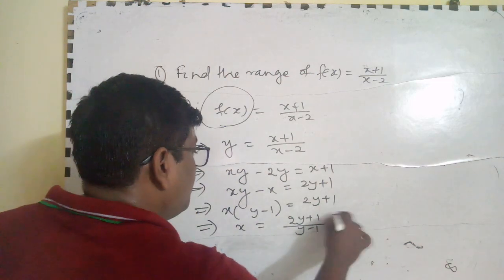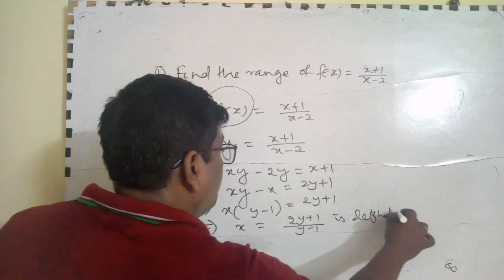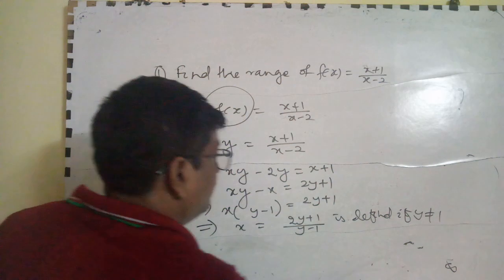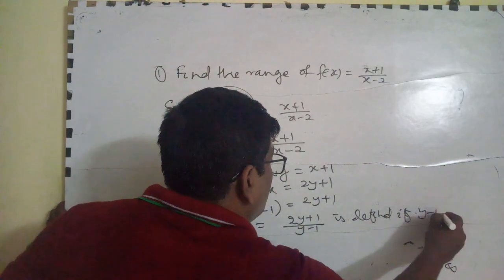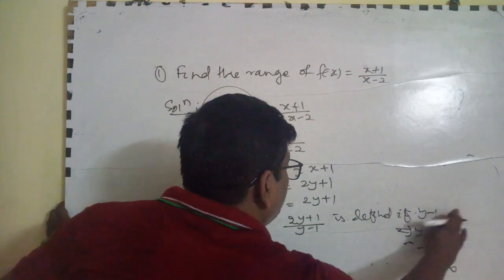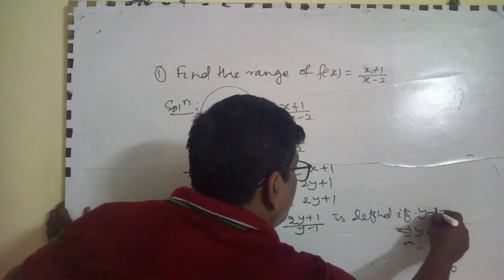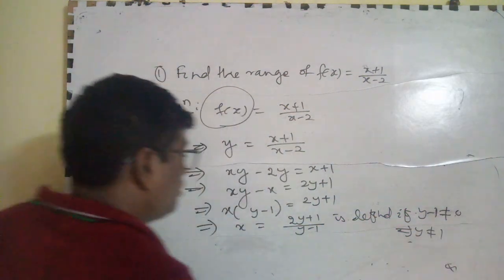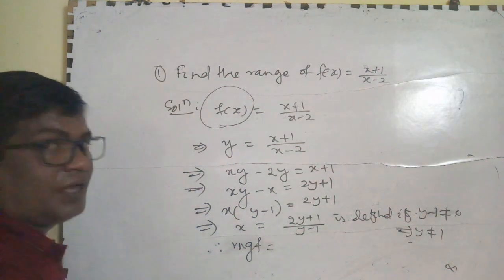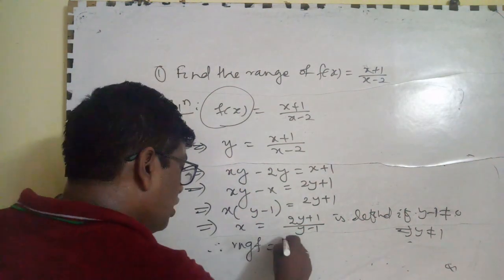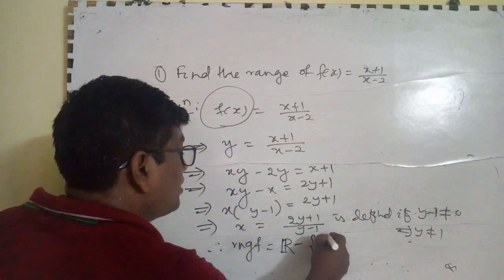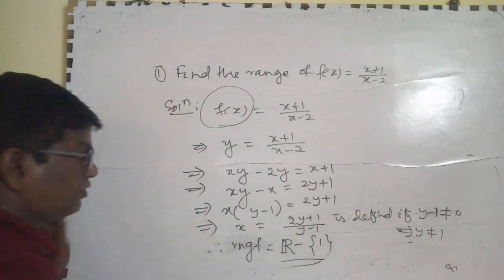This is defined if y not equal to 1. That is, y minus 1 not equal to 0, which implies y not equal to 1. Therefore, range of f is all real numbers except 1. All real numbers means R, except 1 means minus curly bracket 1. This is the range of the function.